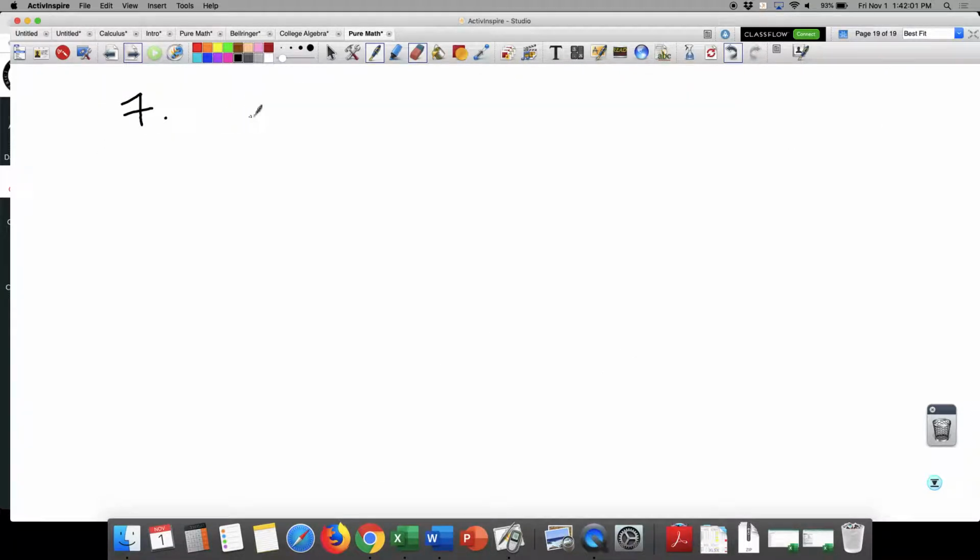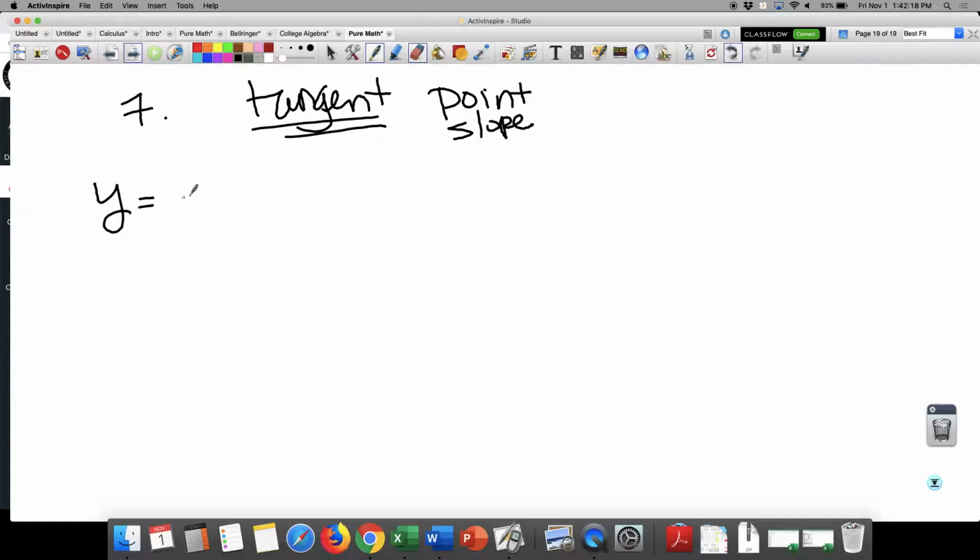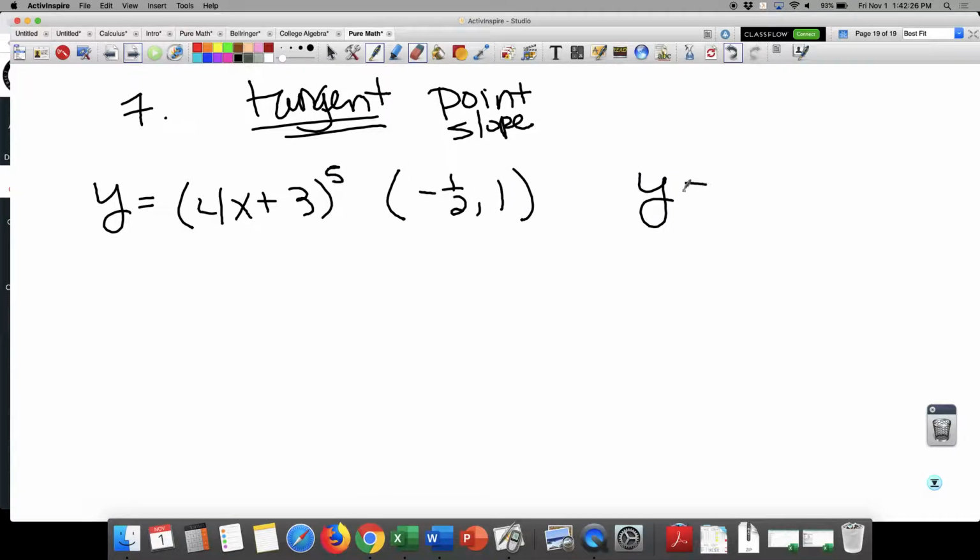7 says find the equation of a tangent. So I'm going to write a big tangent right here. And then I'm going to write point and slope. Because for an equation, I'll require 2 things, a point and a slope. Y equals 4x plus 3 to the 5th at the point negative 1/2, 1, give your answer in y equals mx plus c format.